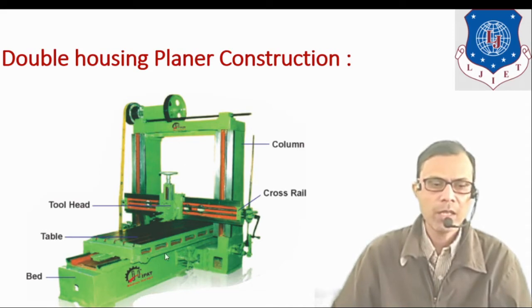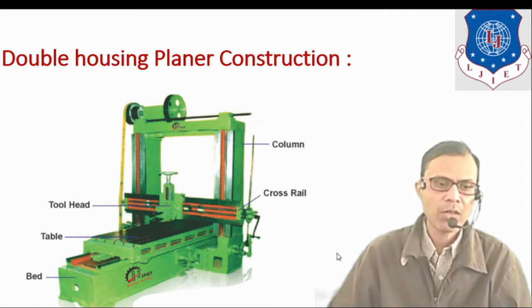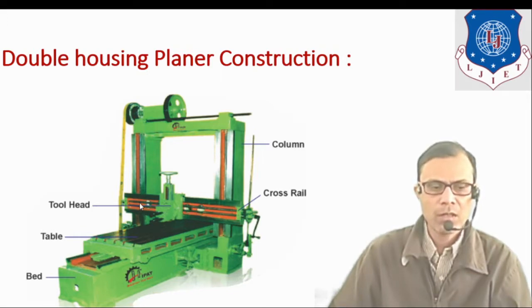Here you can see a photographic view to have a better idea about this machine, and the main components are shown in this photographic view. These are the bed, table, this horizontal member like component, which is the cross rail, and the column, but there are two columns. First column is here and second column is here. So these are the main components, and on this cross rail the tool head is mounted.